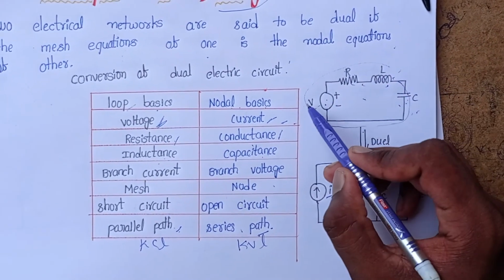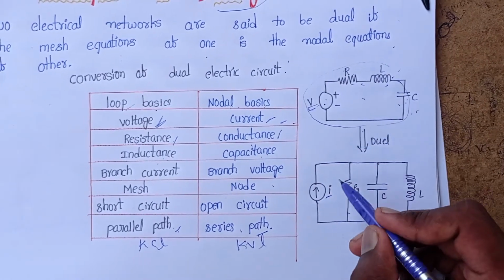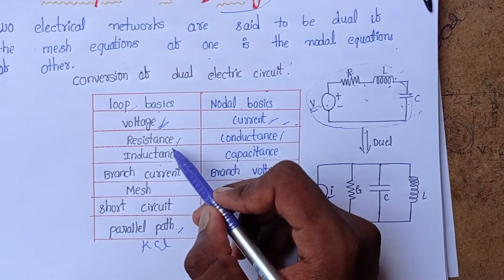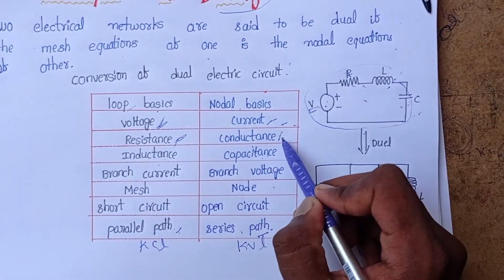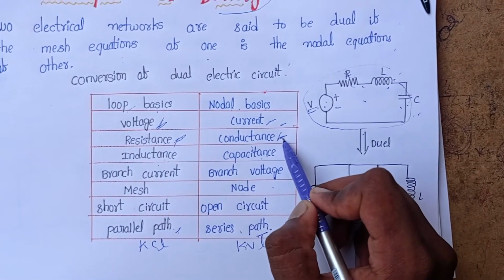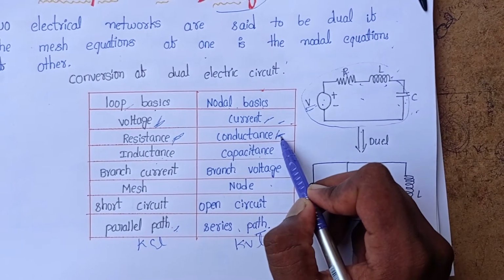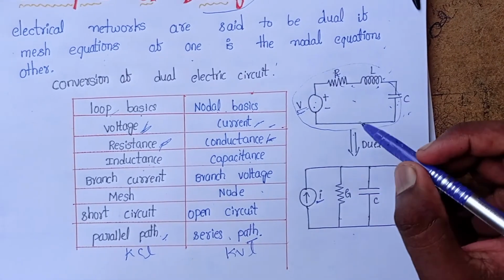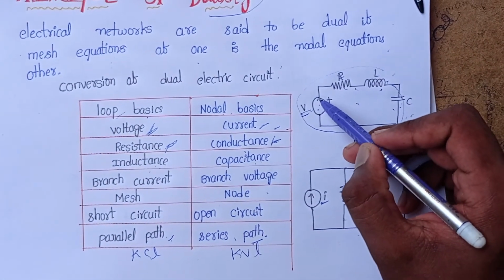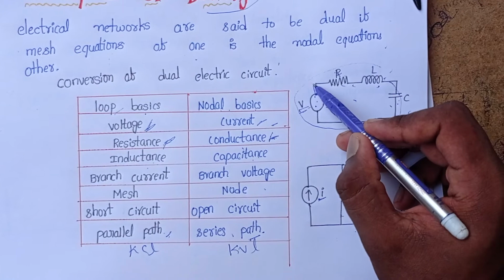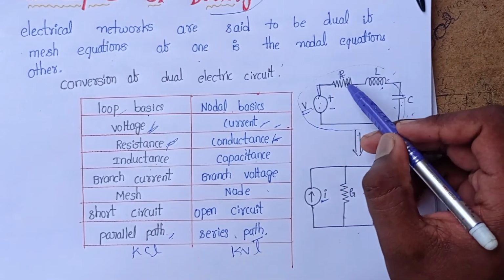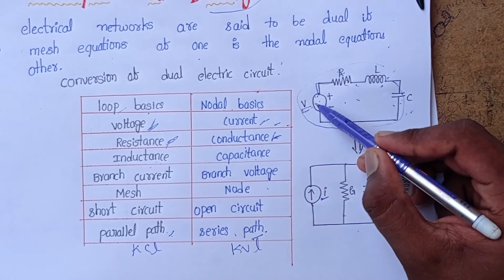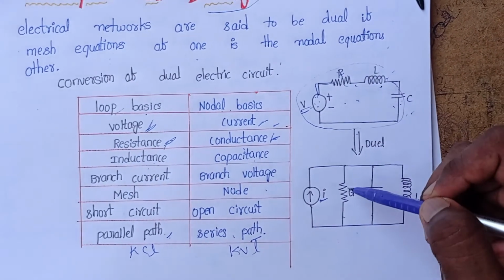First, in place of the voltage source we replace a current source I, and in place of resistance we keep a conductance connected in parallel. Why do we connect it in parallel in the dual network? Because in the given network, the voltage source and the resistor are connected in series. That's why in the dual network we connect the current source and conductance in parallel.